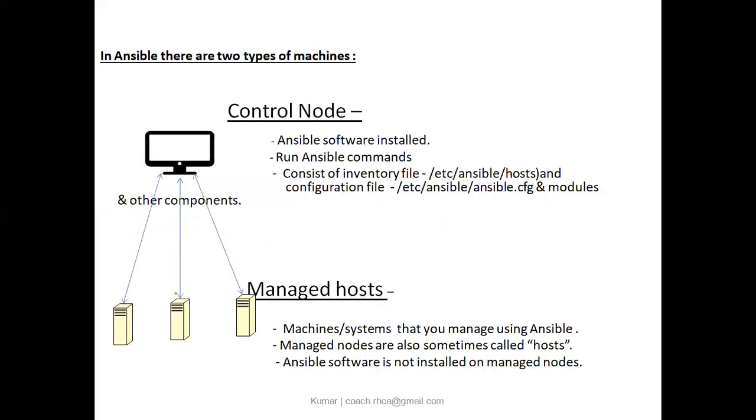All right. So let's see the architecture. In Ansible, there are two types of machines. You have a control node and you have a managed node. The control node is the one on which you have your Ansible software installed. This is the node on which you run your Ansible ad hoc commands. This is the machine on which you run your Ansible playbook.